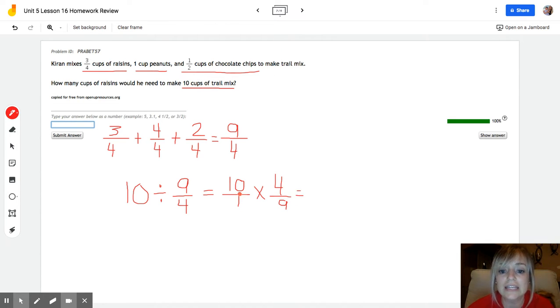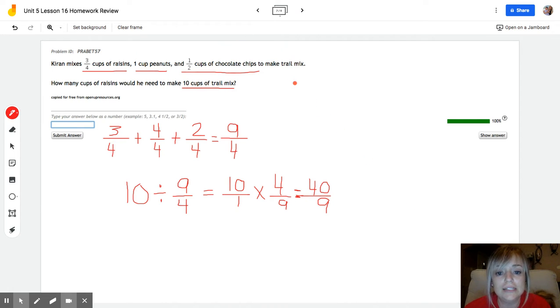Okay, so this is going to equal 40/9. So that means that 10 cups of trail mix would be equivalent to 40/9. That's how much ingredients I would have. Okay, so now I need to take this and figure out how much would be raisins, how much would be peanuts, and how much would be chocolate chips.